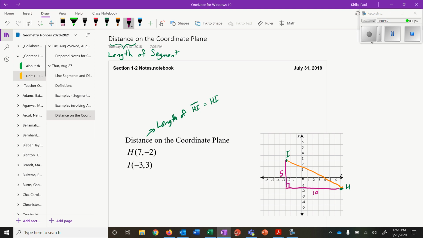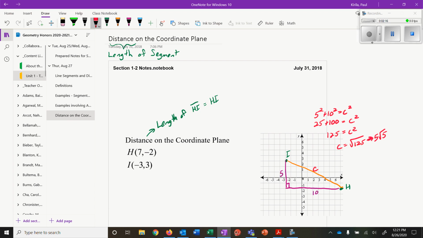And I can use the Pythagorean theorem then to find c, the hypotenuse. So 5 squared plus 10 squared equals c squared. So that's 25 plus 100 equals c squared. 125 equals c squared. c is the square root of 125, which if I simplify that would be 5 square root of 5.